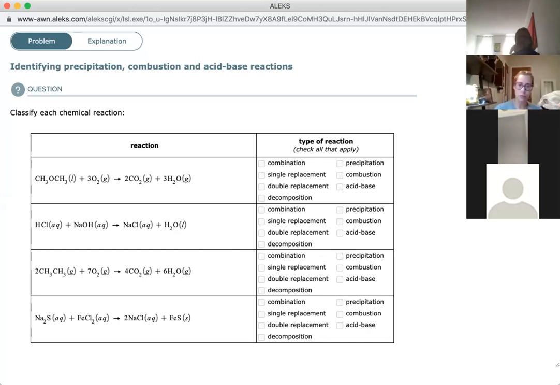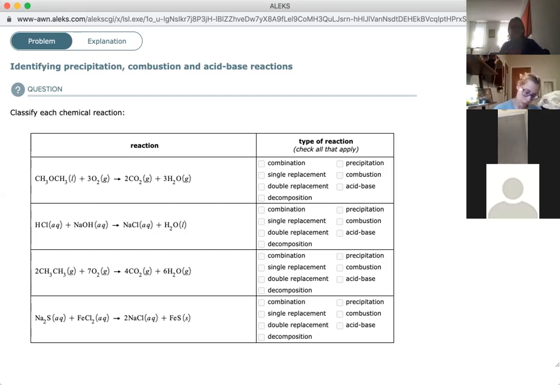They give you 4 different reactions and then they ask, what type of reaction is this? The trick is that more than one option is possible. It could be more than one category. Something could be a single replacement and be a combination, for example. Something could be a double replacement and be an acid-base reaction, or a double replacement and a precipitation reaction. A combustion could be single replacement, but generally it's not. But let's take a look. So let's look at the first one. How do we deal with this?